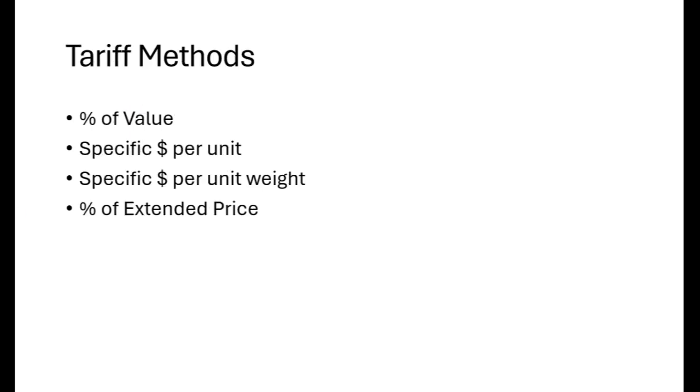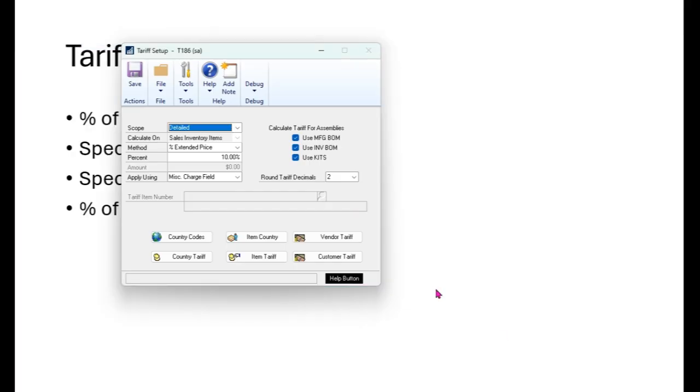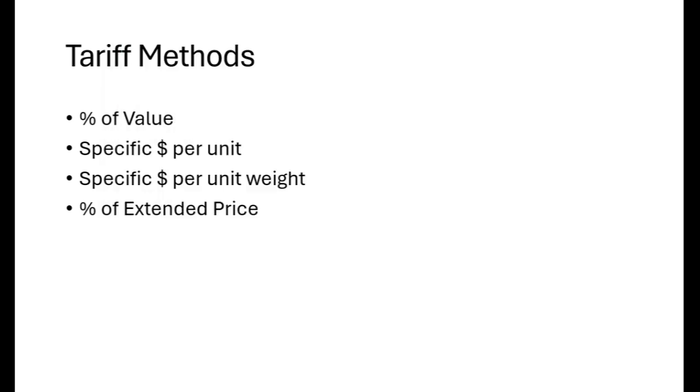There are several tariff calculation methods. That's the method field. Percent of value looks at the item, either the standard cost or the current cost. Specific dollars per unit, specific dollars per unit weight, and percent of extended price.